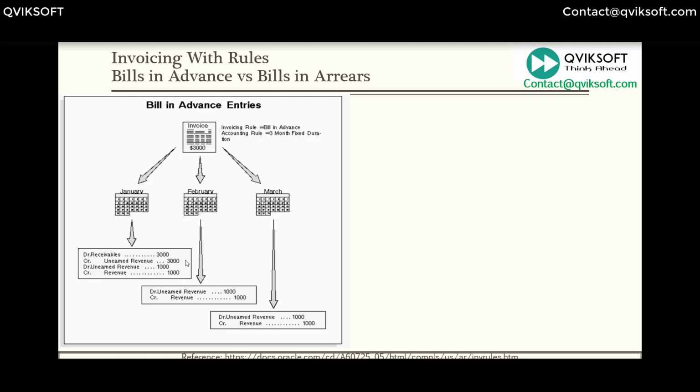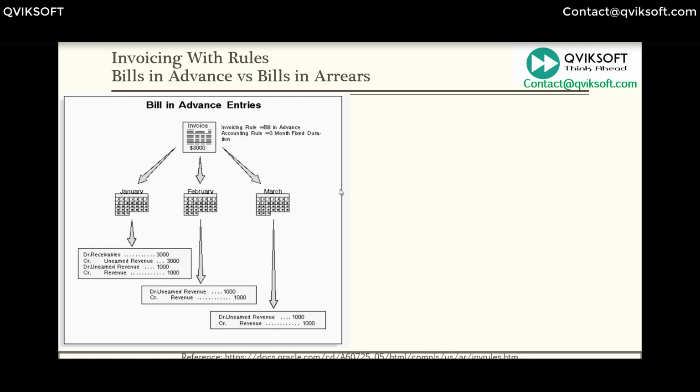So I would have recognized revenue for 1 month in this one and receivable in full, and then next month I run the revenue recognition program again. It will again reduce unearned and put into revenue. By the time 3 months finishes, my unearned revenue should be 0 and I should have recognized revenue fully for 3 months. So in this example, we are recognizing revenue over the period of the services given.